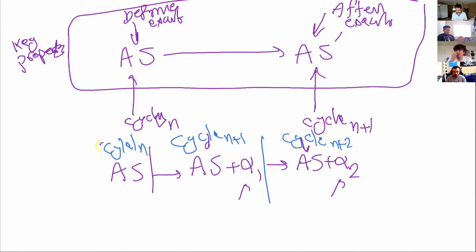Then you will go all the way, and at the end you have AS prime, say in cycle n plus m. Okay, some cycles later on, this transition to a new state will happen, but in the middle there were no changes in the architectural state. And during these multiple cycles, one instruction, for example, was executed, okay?